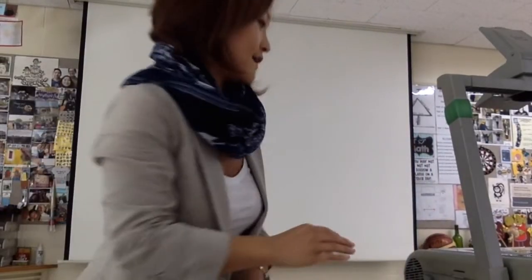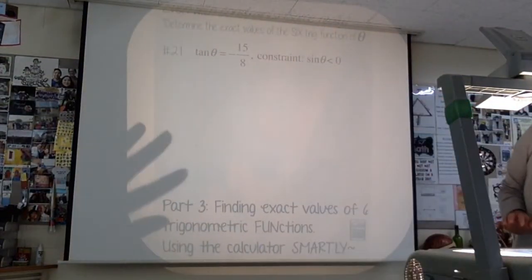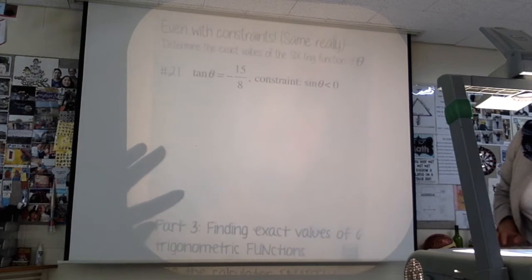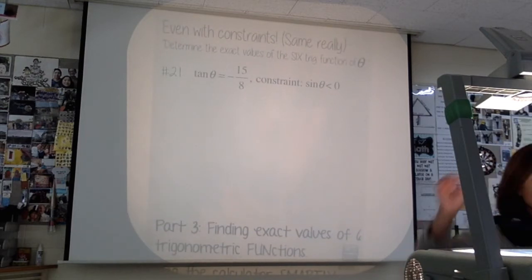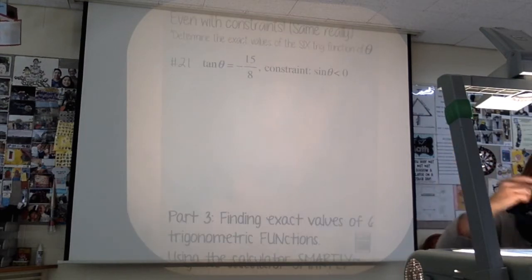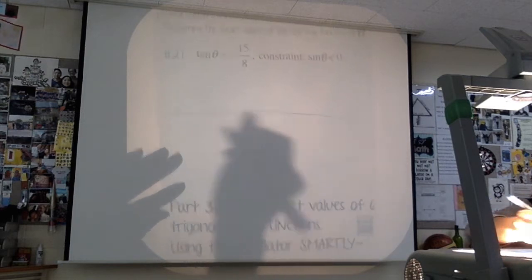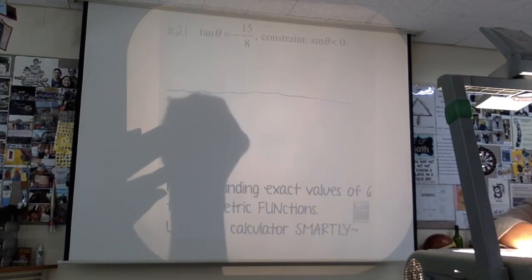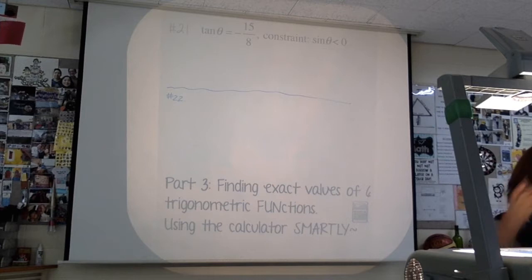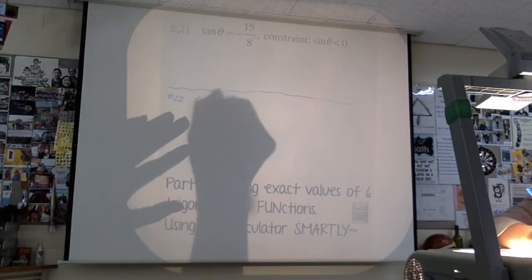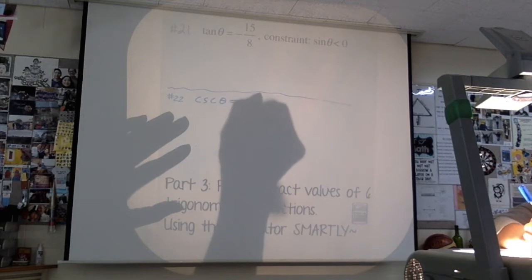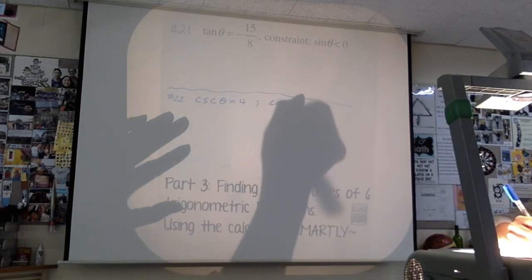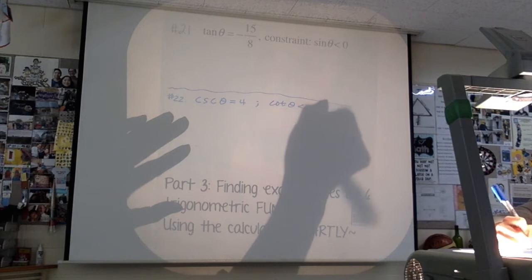Let's go. So here's where we left off today. We left off here with constraints, okay? So I'm going to skip number 21. But I wanted to do number 22 with you, which was really good. For F block, you didn't even see it. G block, you kind of saw it, and you kind of left as we were finishing up. So cosecant theta is 4, and here's a constraint: cotangent of theta is less than 0.